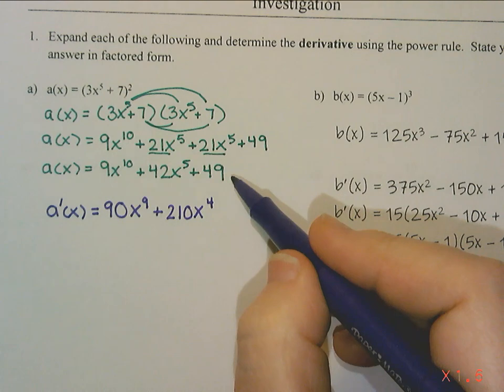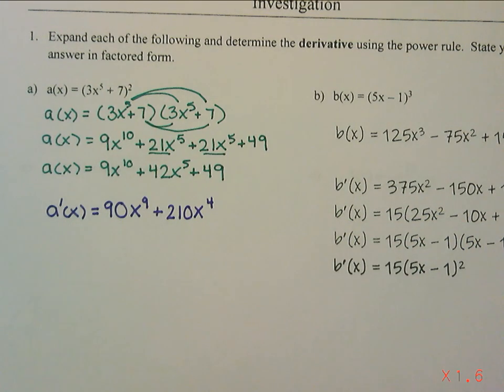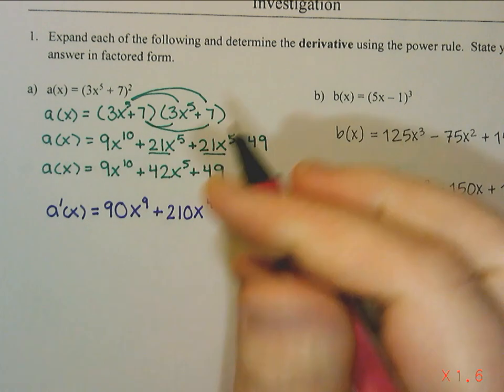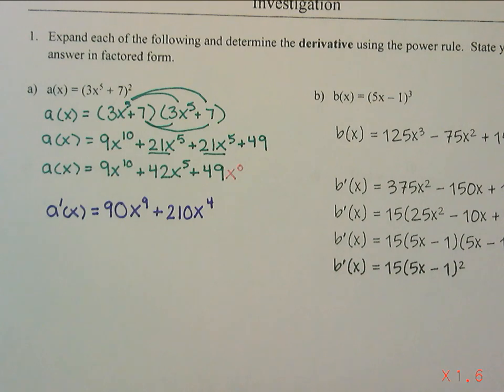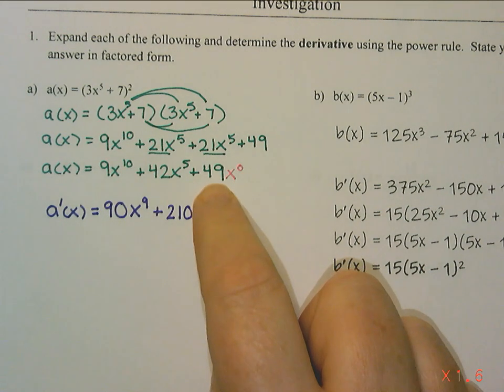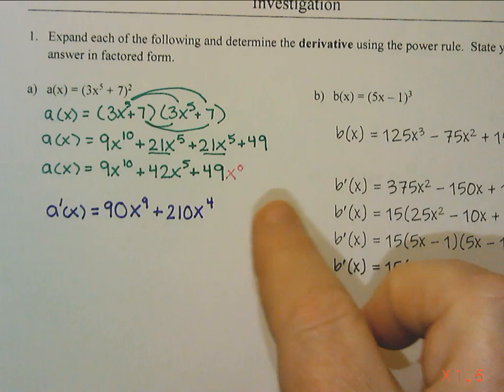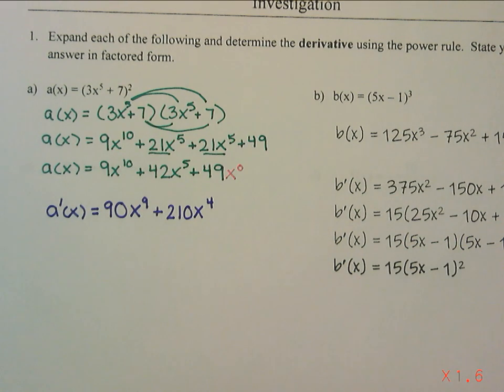The derivative of 49 is just a constant. It does not have an x, so it would just be 0. But if you need to, you can put in its x term, which would be x to the 0. And then 0 times 49 is 0. And then it doesn't matter what happens with x because 0 times anything is just 0. So our derivative is 90x^9 + 210x^4.